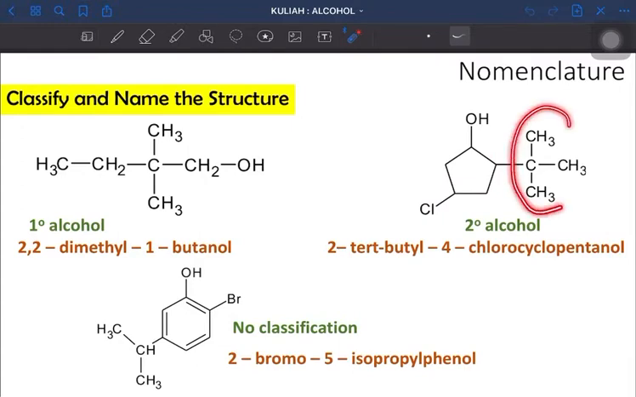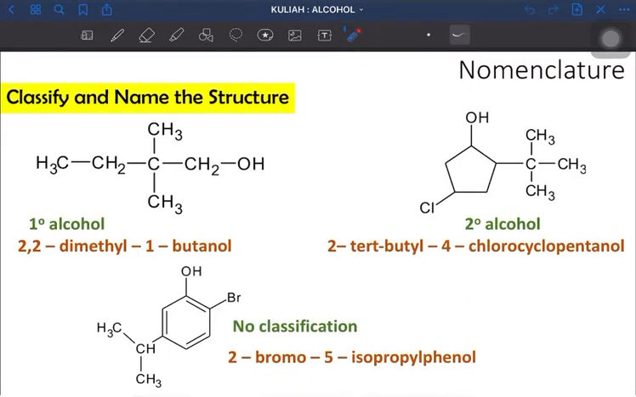And then dekat sini kita ada tert-butyl. Okay, so pada carbon number 2 kita ada tert-butyl. So butyl dulu baru chloro kan. So 2 tert-butyl 4 chlorocyclopentanol.